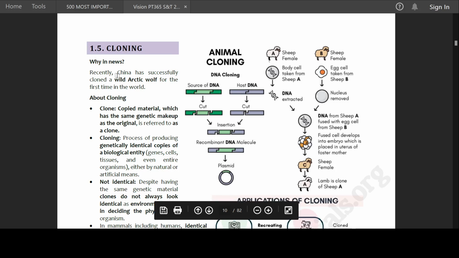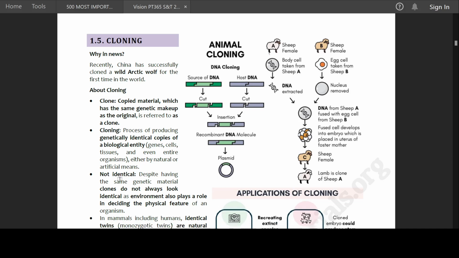Cloning. Recently, China has successfully cloned a wild Arctic wolf for the first time in the world. Let's see what a clone is. Copied material which has the same genetic makeup as the original is referred to as a clone. Cloning is the process of producing genetically identical copies of a biological entity, that is genes, cells, tissues, and even entire organisms, by either natural or artificial means. So cloning can be done by both natural and artificial means.